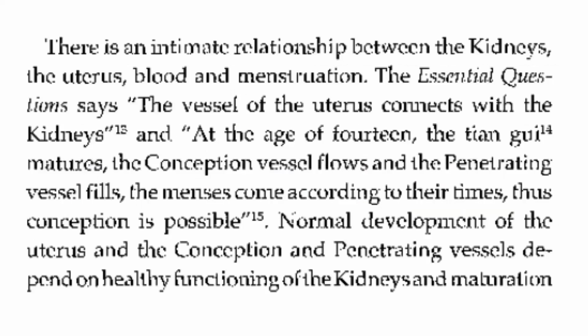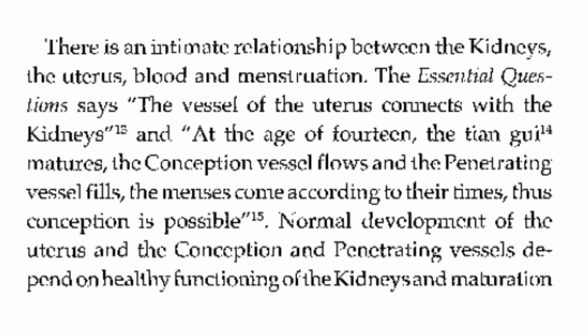There is an intimate relationship between the kidneys, the uterus, blood, and menstruation. The Essential Questions says, the vessel of the uterus connects with the kidneys, and at the age of 14, the Tiangui matures. The conception vessel flows and the penetrating vessel fills. The menses come according to the times, thus conception is possible.